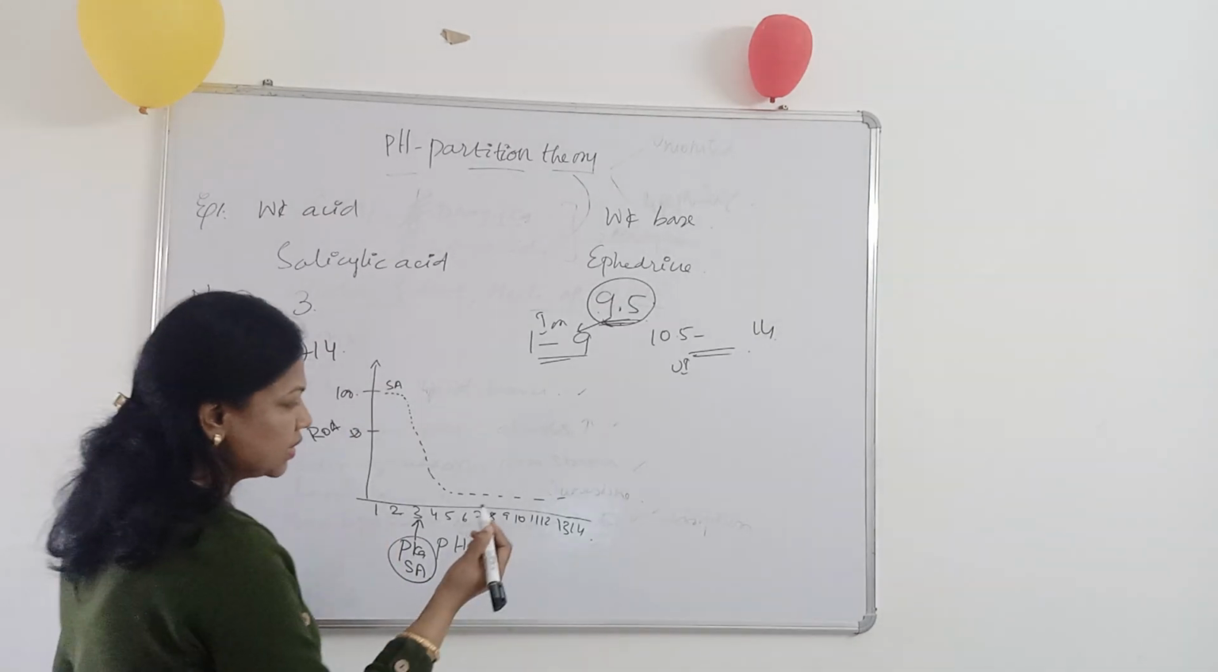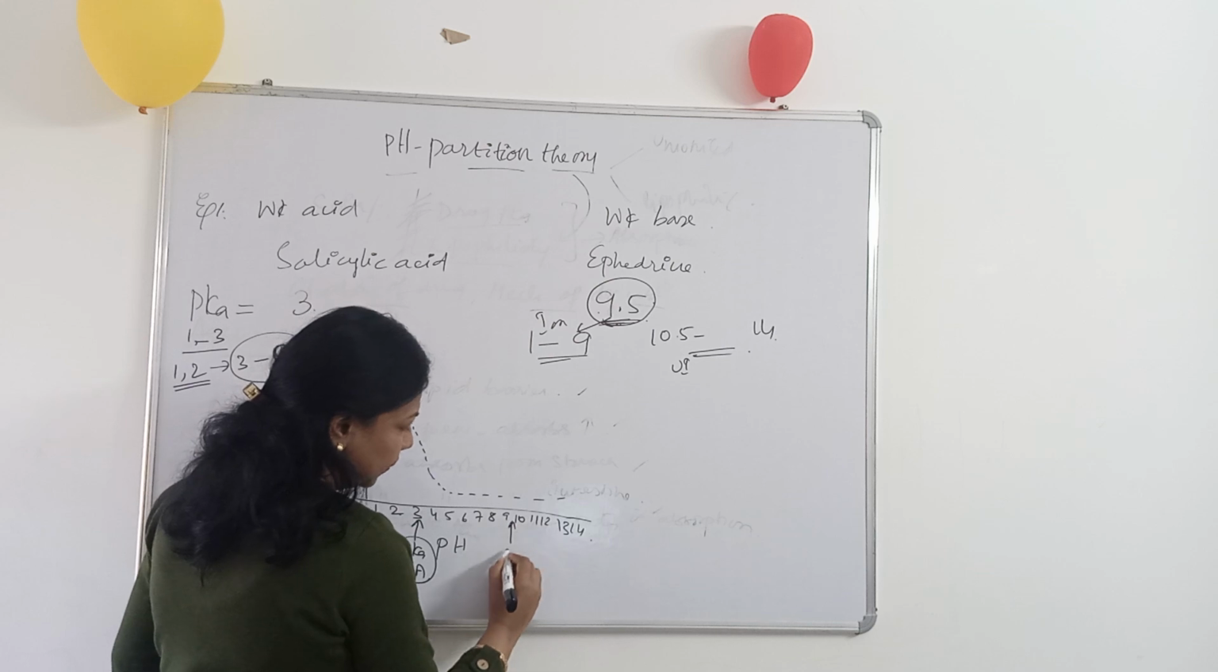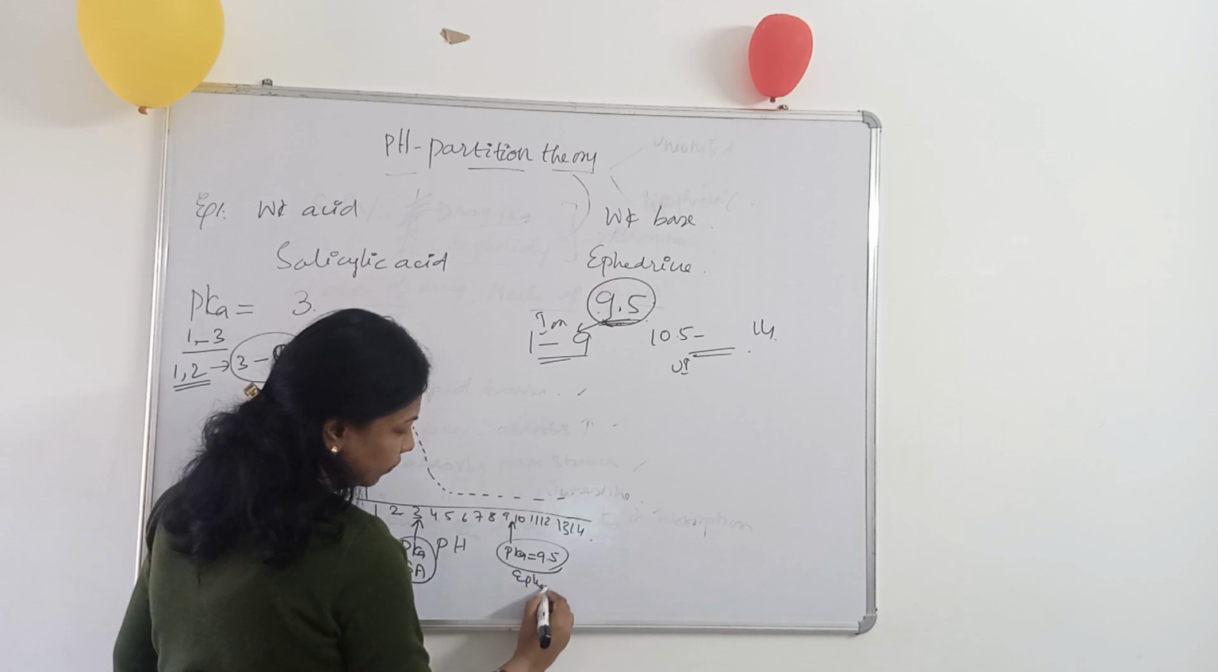Whereas for ephedrine, that is a weakly basic drug whose pKa is 9.5, the pH 9.5 for ephedrine.